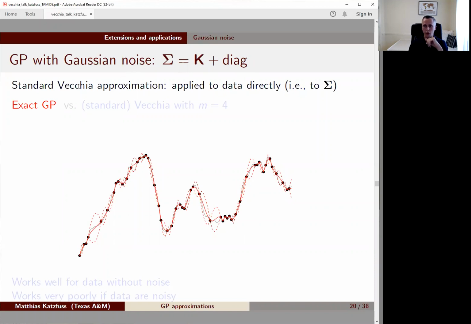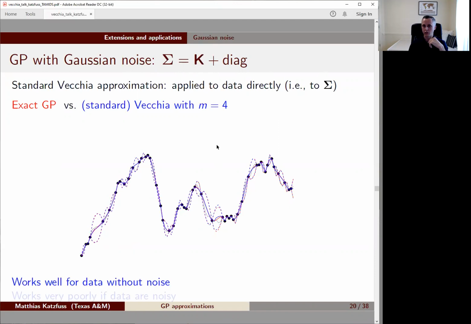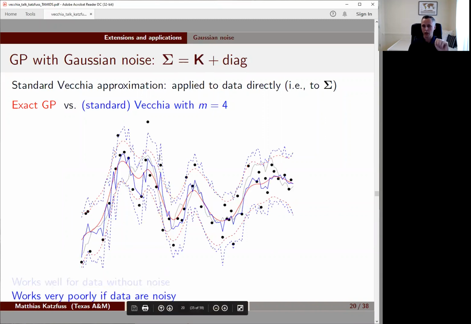Well, what we can do now is apply our standard Vecchia approximation directly to the data, so from a matrix approximation perspective, directly to sigma here. If we do this, again this is the exact GP, and this is our Vecchia approximation, assuming that the diagonal term is 0, without noise. And here's what happens when we apply it in the setting where the diagonal term is non-zero, so we have noise.